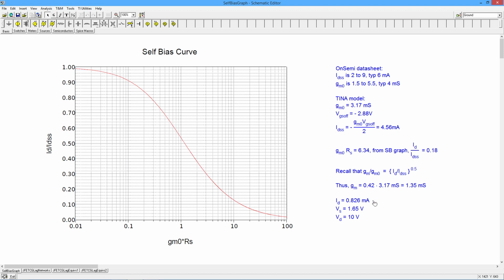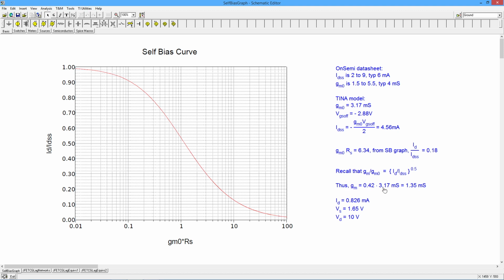0.8 milliamps. I can also use my relation that the ratio of gm to gm0 is equal to the square root of ID over IDSS. So take the square root of your 0.18, multiply by your gm0, all right, and whoop, we get a gm.